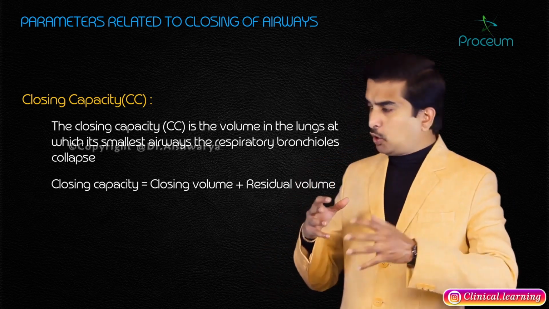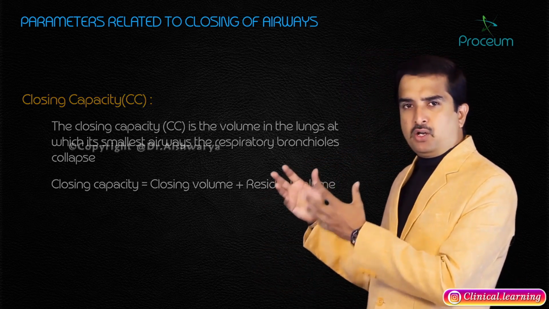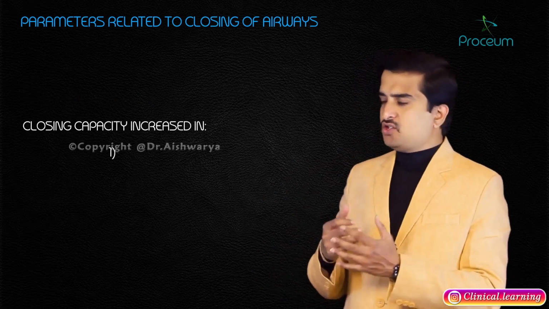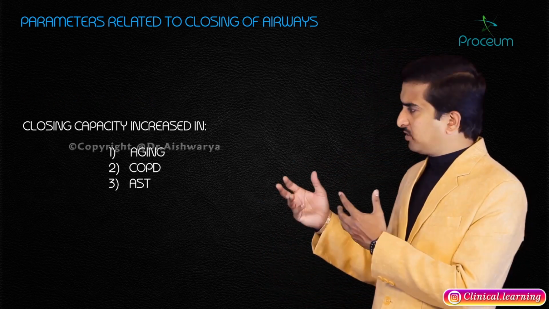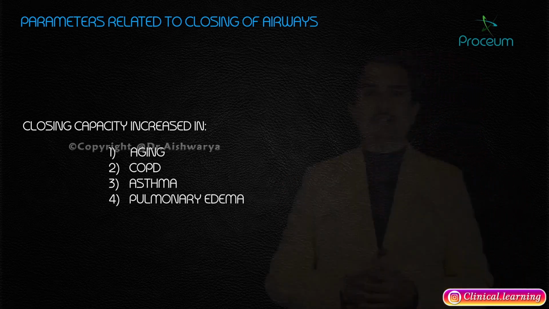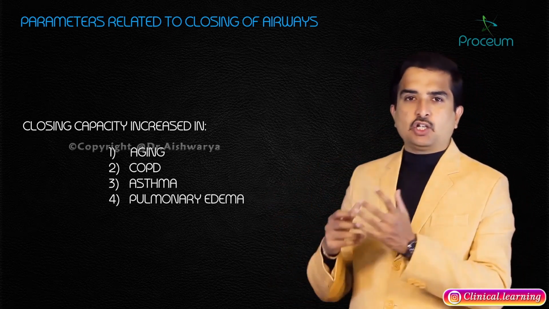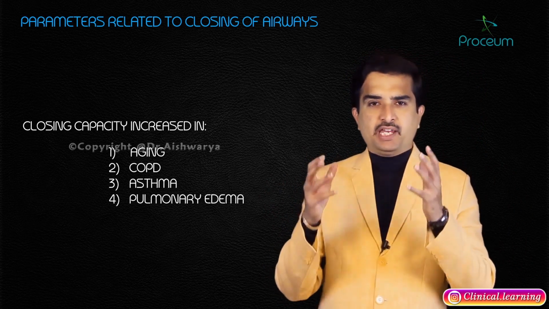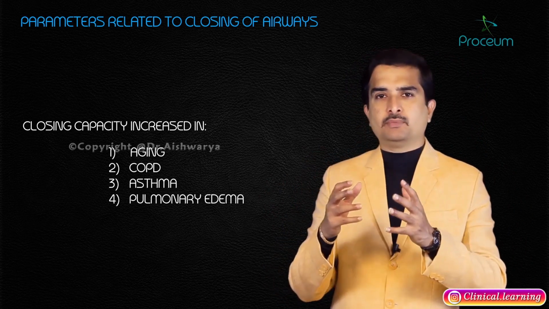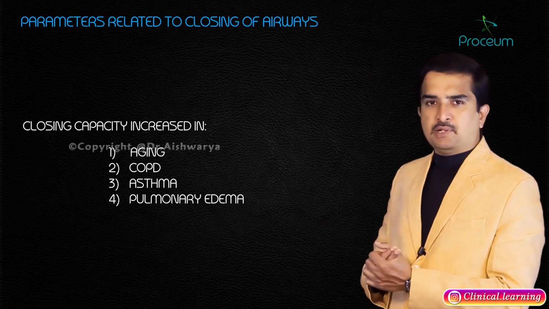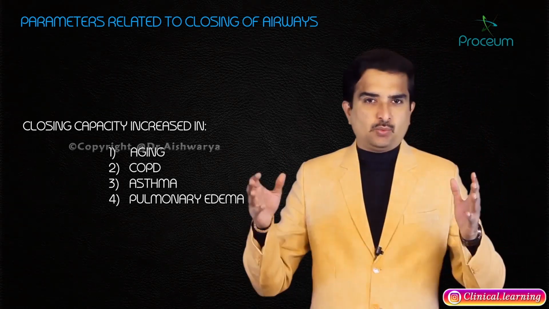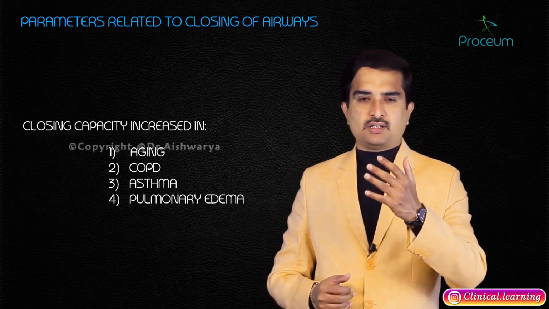Closing capacity is important because it increases in conditions like aging, COPD, asthma as well as pulmonary edema. For example, if you see that the closing capacity is increased, that means smaller airways begin to collapse at a higher volume before expiration is complete in these conditions. So this is what we need to discuss in this module.